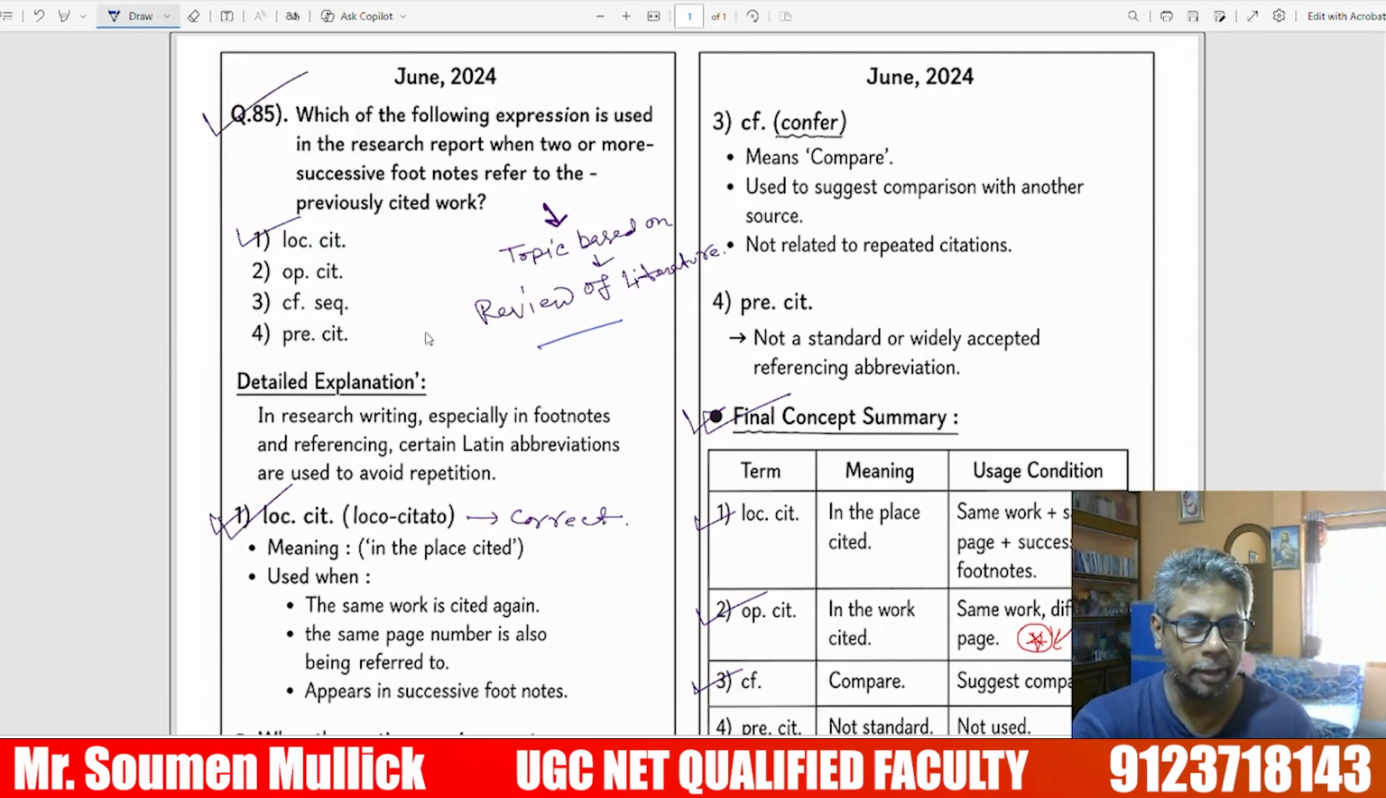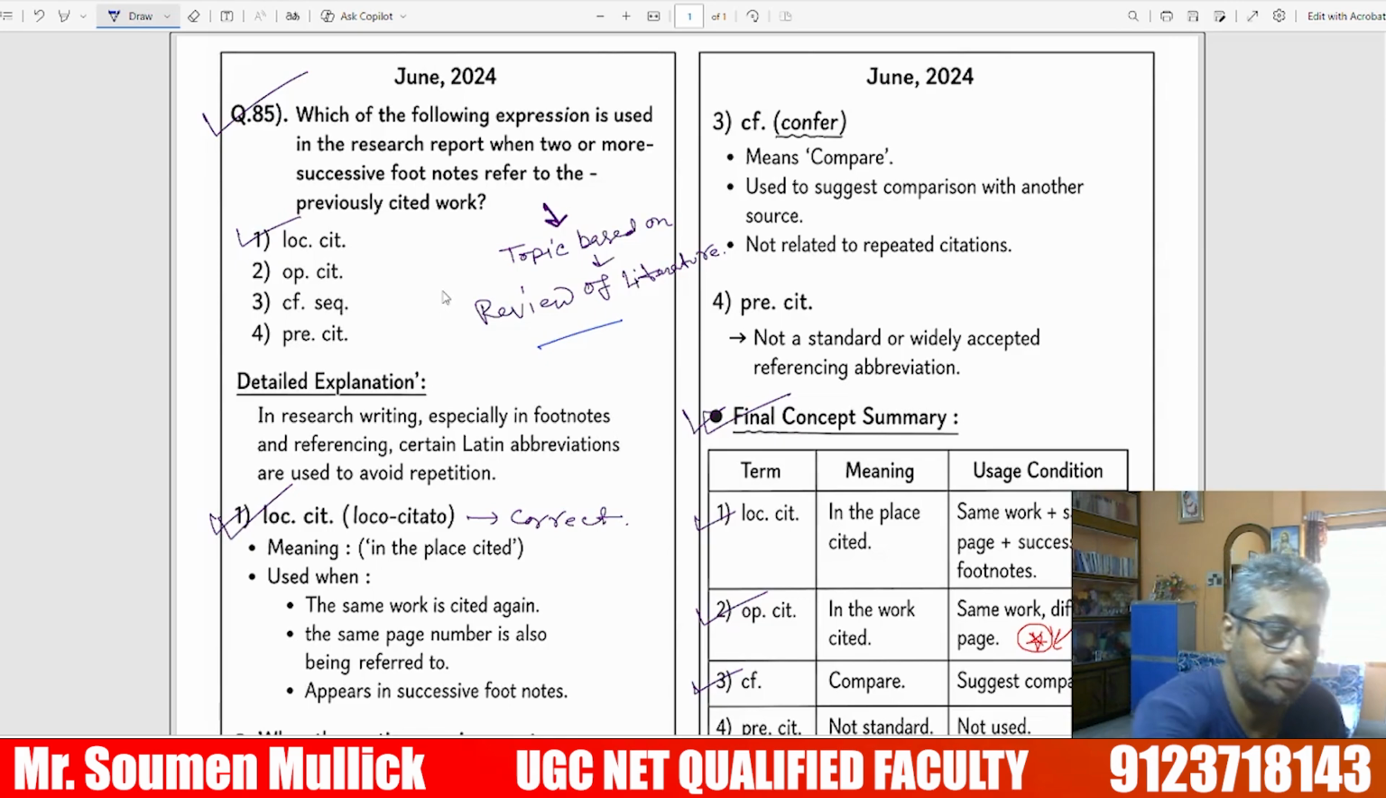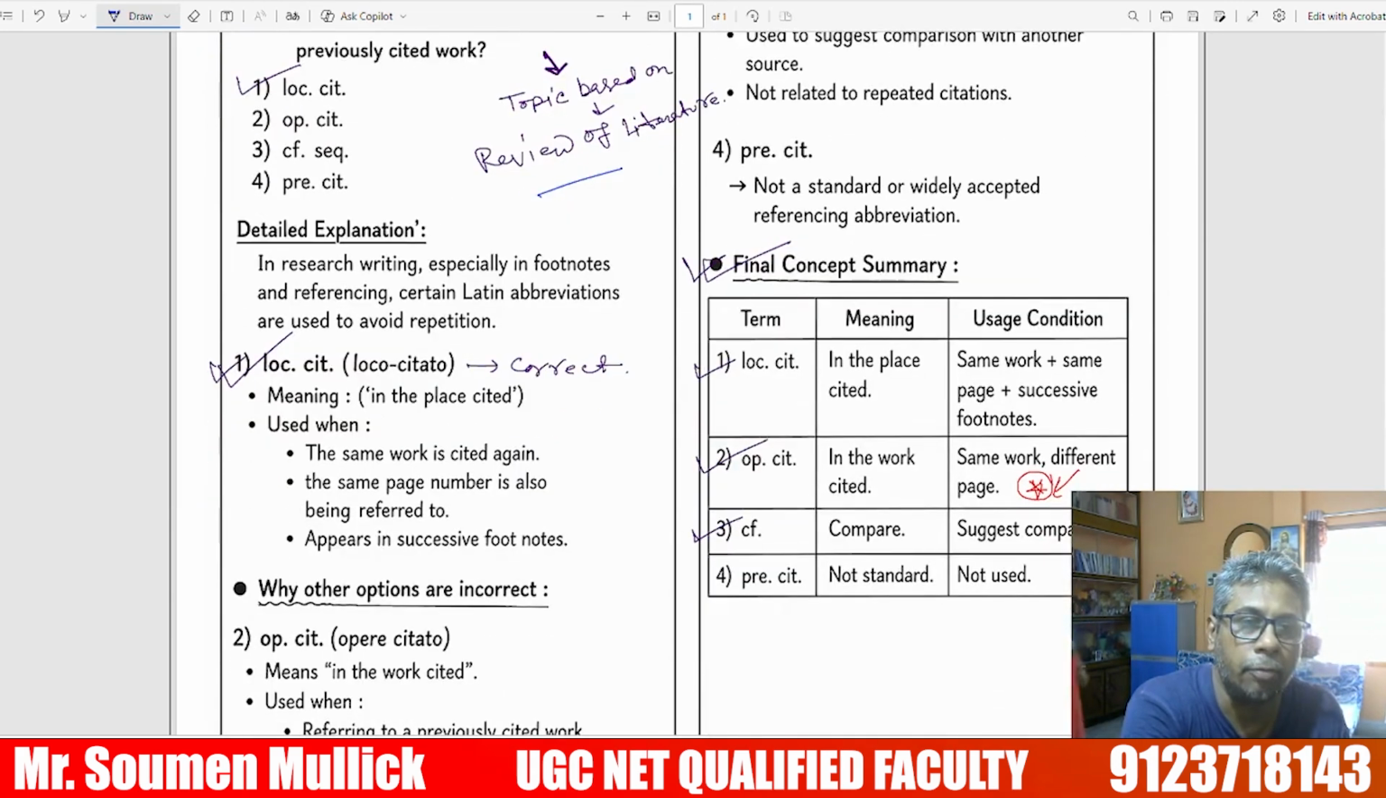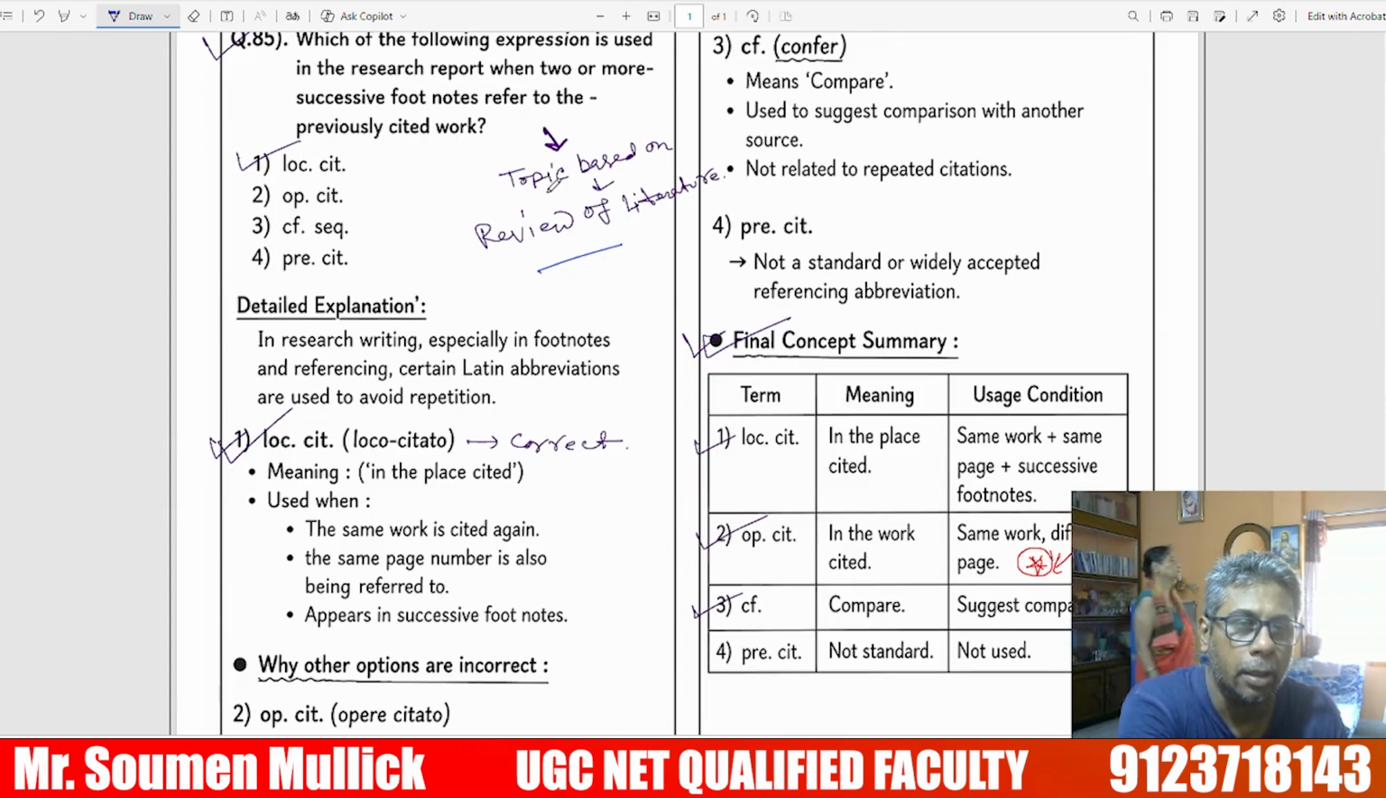The first option, loc.cit; second, op.cit; third, cf.; and fourth, pre-cit. What is the correct option? The first option, loc.cit, is correct. Why is it correct? Because of the following detailed explanation.